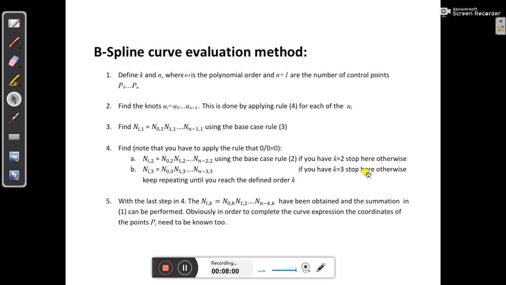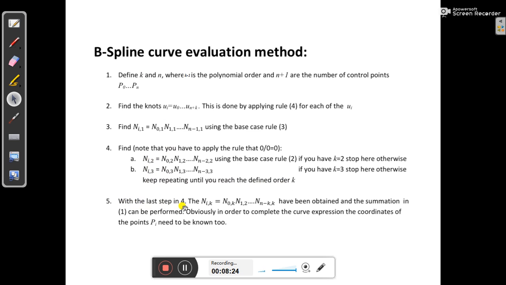If you keep k equal to 3, k means the value that you define, and it is linked with the polynomial order of the curve. Keep repeating until you reach the defined order k. In that way, you need to find out the values of N.